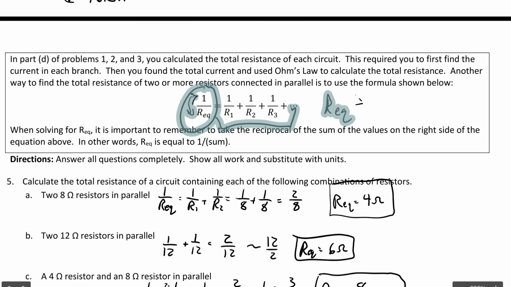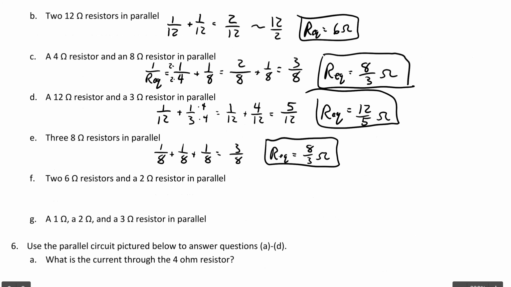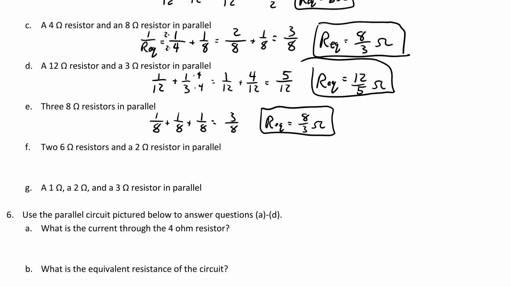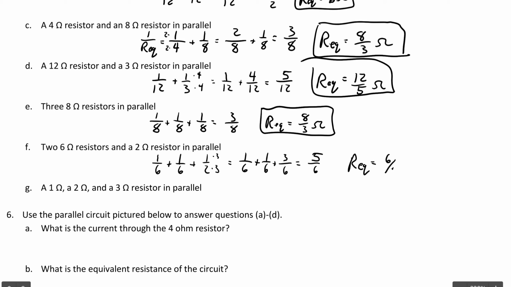A lot of people forget to do that when they're solving for the equivalent resistance in parallel. You've got to do that last step. Okay, so 2 6 ohm resistors and a 2 ohm resistor. So 1 over 6 plus 1 over 6 plus 1 over 2. The common denominator is 6. How do you do that? You have to multiply this by 3. So this is 1 over 6 plus 1 over 6 plus 3 over 6. What's 3 plus 1 plus 1? That's 5 over 6. And then REQ is equal to the reciprocal of that fraction, 6 over 5 ohms.